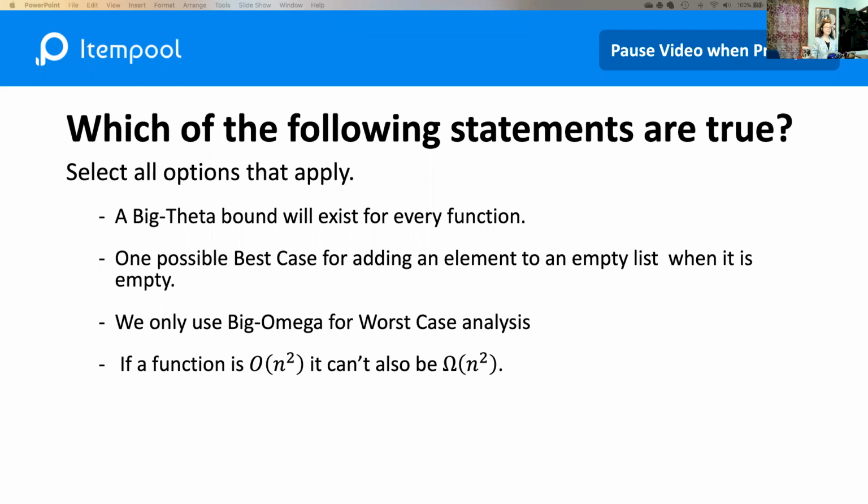One possible best case for adding an element to a list is when it is empty. True or false? False. We are looking for at least one data input size to be able to analyze a best case, worst case, and so on. We only use big omega for worst case analysis. True or false? False. Thank you. Oh, look at how awake you are. Wonderful. Yes, big omega cannot be used for worst case analysis.